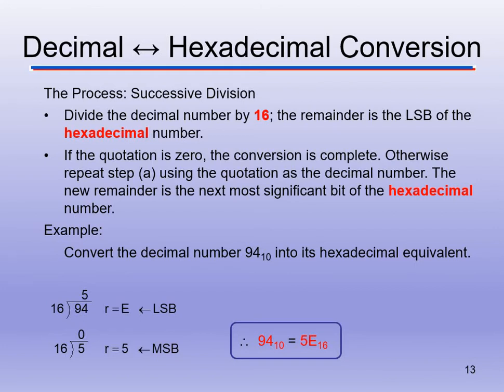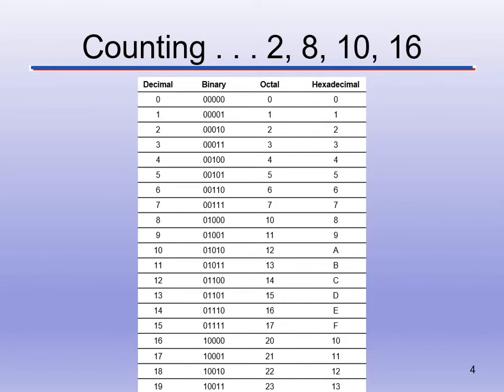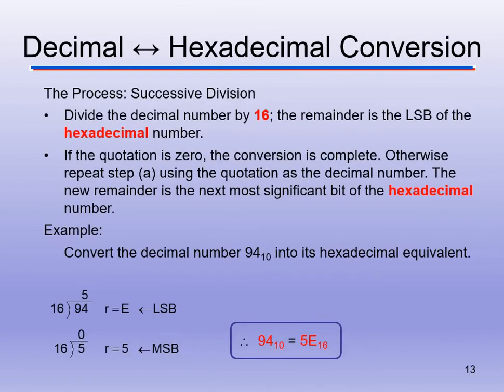That's 14. If you look back to the table, which I'm showing right here, we can see that the letter E under hexadecimal is equivalent to the number 14 under decimal. So we can write our remainder as 14, but since we're writing it in hex, we have to write it as E. Okay, so our remainder is 14, but converted to hex, 14 is E. So our LSB there is E.